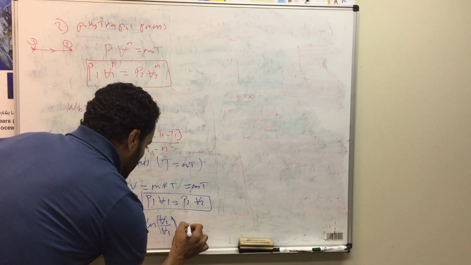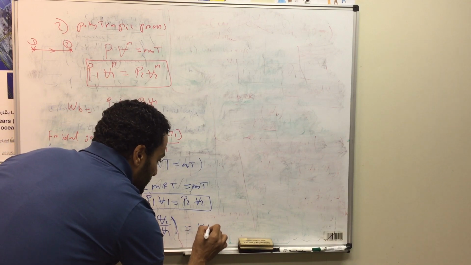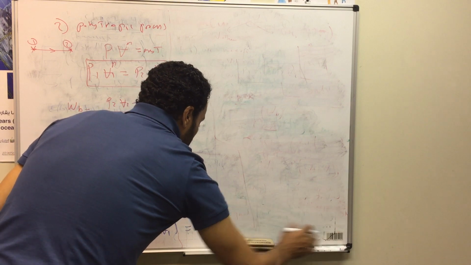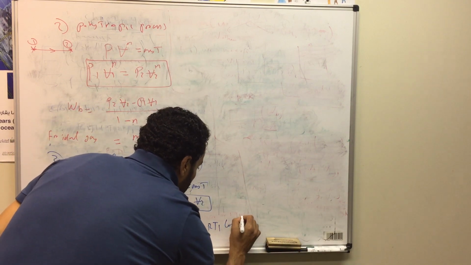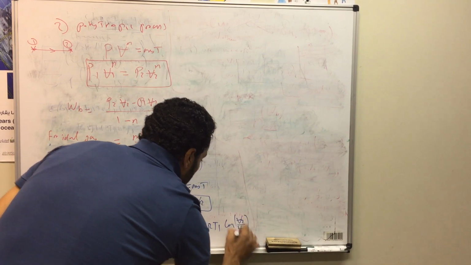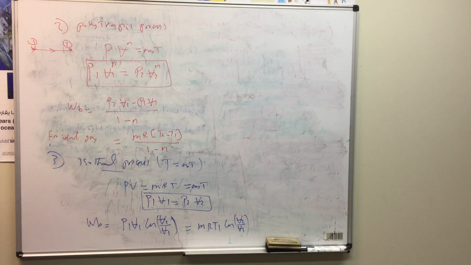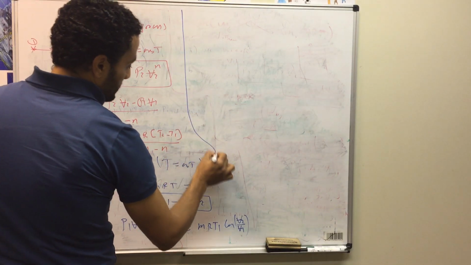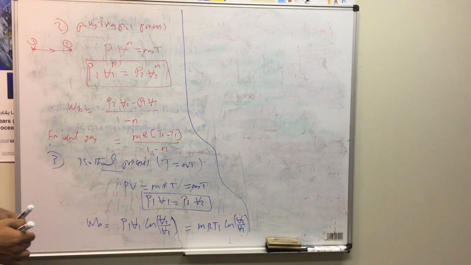In case of an ideal gas, PV equals mRT, so the equation will equal mRT1 multiplied by ln V2 over V1. And this is a special case when we do have a gas, or any fluid, in a piston cylinder device, and the process is isothermal. We can calculate also the boundary work.